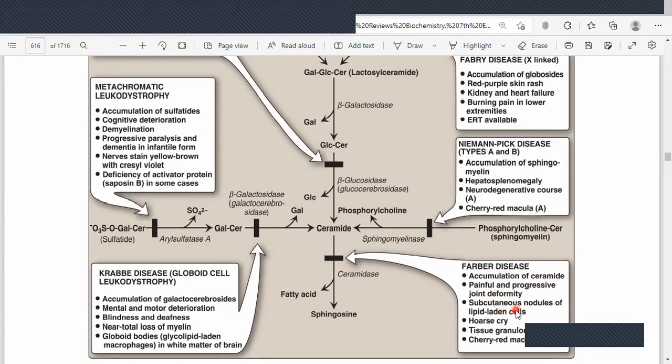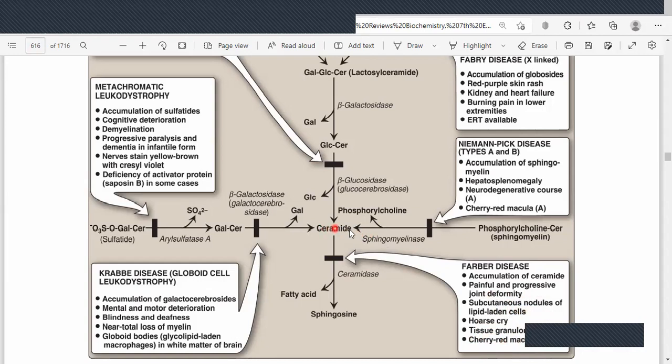You have some subcutaneous nodules of lipid-laden cells. The children will have a hoarse cry, tissue granulomas. Also, your macula will be cherry red. And if you have never seen a cherry, maybe you should look at the color of a cherry. You know what we are saying.